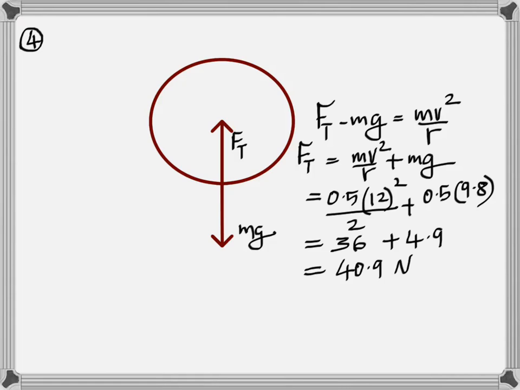In question 4, at the lowest point, Ft is up, mg is down, so Ft minus mg should give you the centripetal force. Rearrange to make Ft on one side and substitute the numbers to get 40.9 Newton.